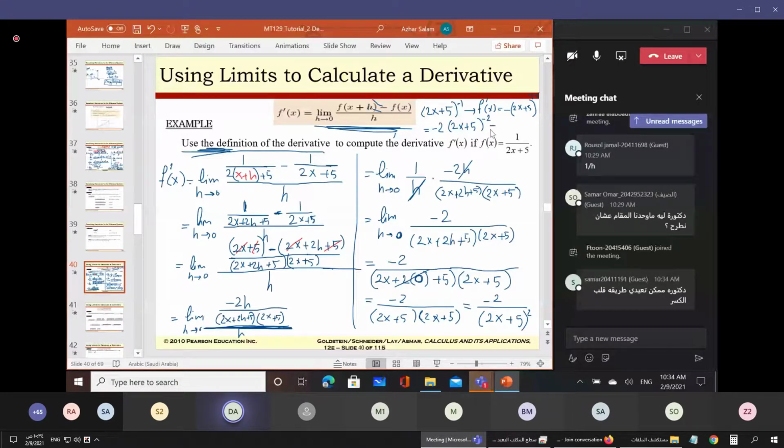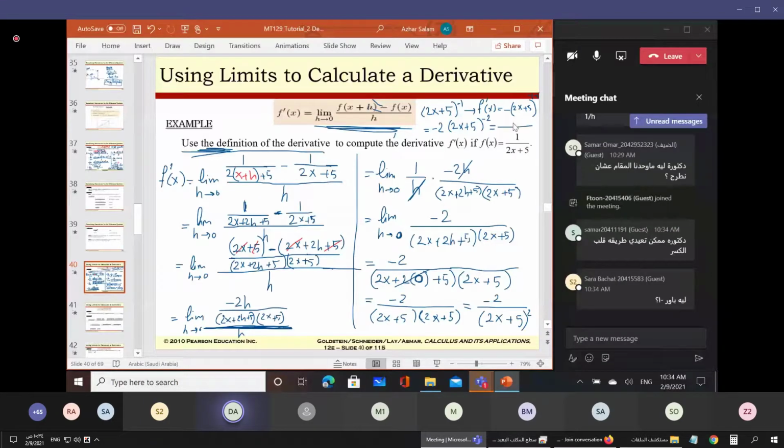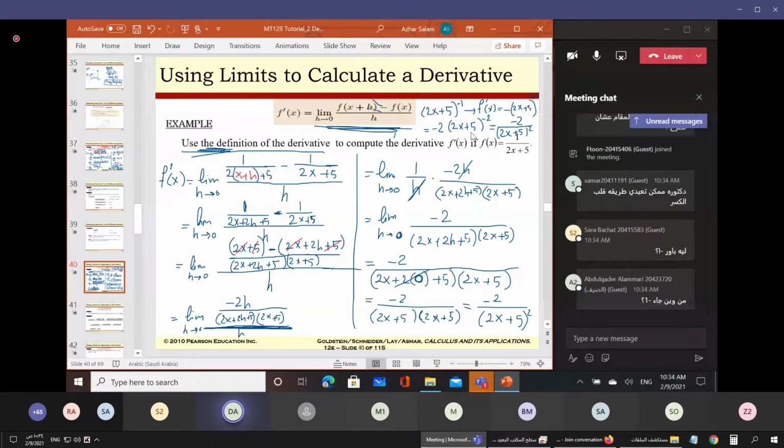Since this power is negative, all these will be in the denominator. So here, minus 2 divided by (2x plus 5) all squared. This is how to use the direct rule, and this is how to use the definition.